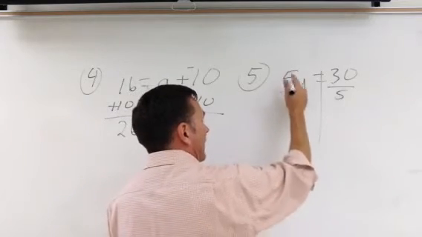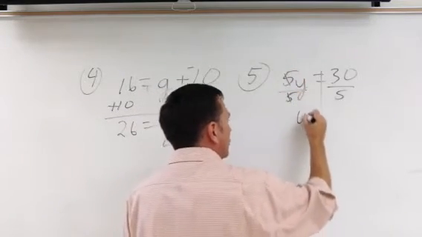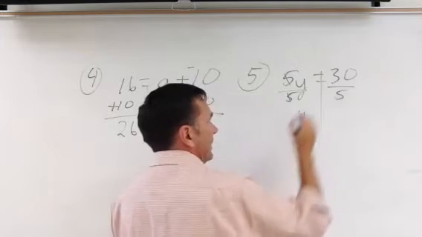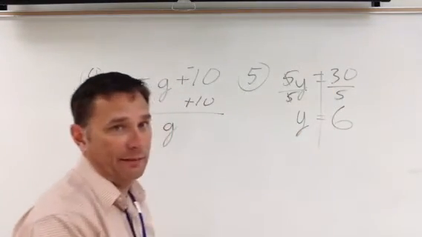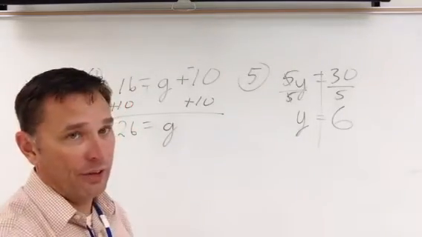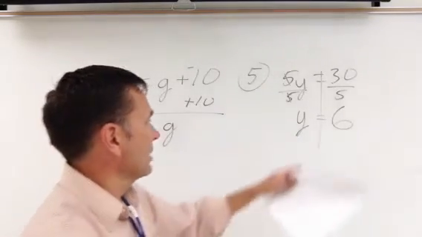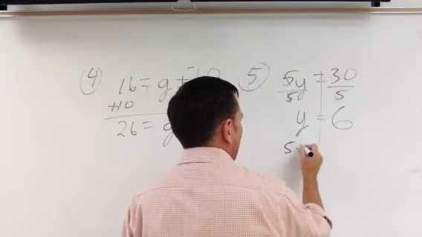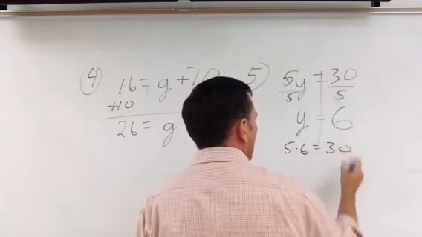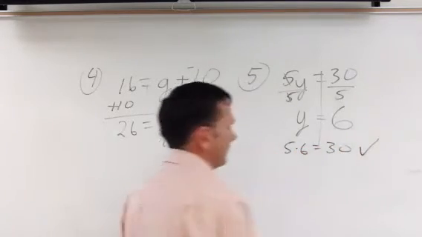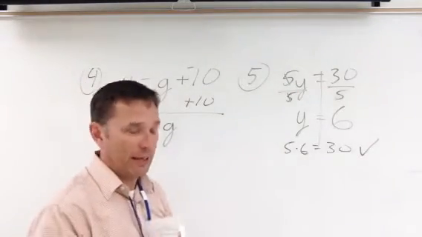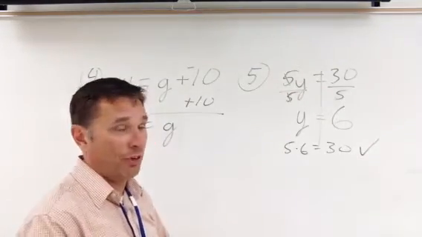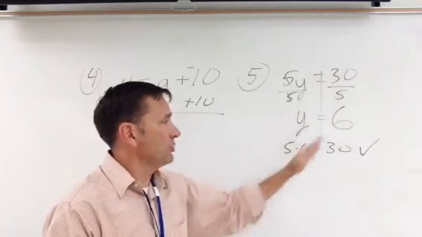Now 5 over 5, these cancel to just a 1y. 30 divided by 5 is 6. And we get that answer there. We can go back and check it. 5 times 6, does that equal 30? Yes, it does. So we can check our answer. And you might be able to do that in your head to think about 5 times what number is 30. But again, I need you to show your work.